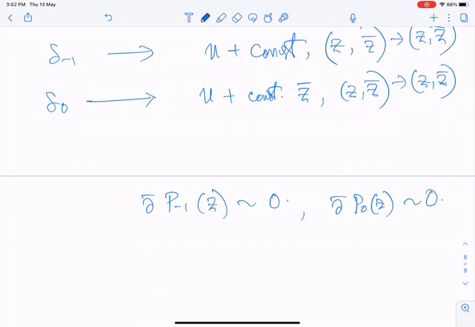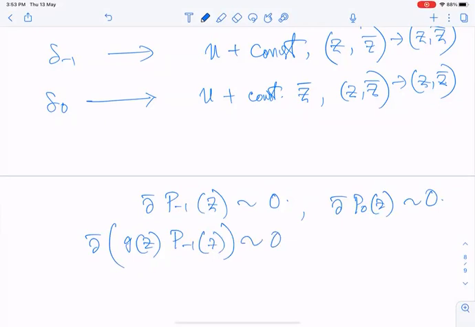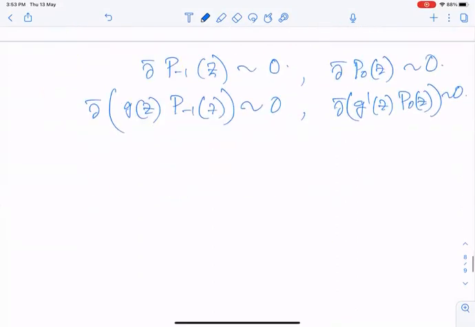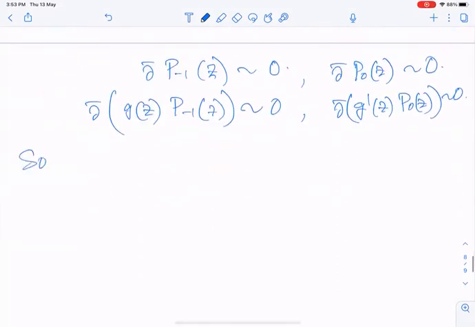We know that if these are conserved quantities, I can multiply them by any function of z. If I multiply it by any holomorphic function of z, then that is also conserved because del bar of g is actually 0. Similarly, in this case also, we have some g prime(z) P_0(z). That is how we have an infinite number of currents.